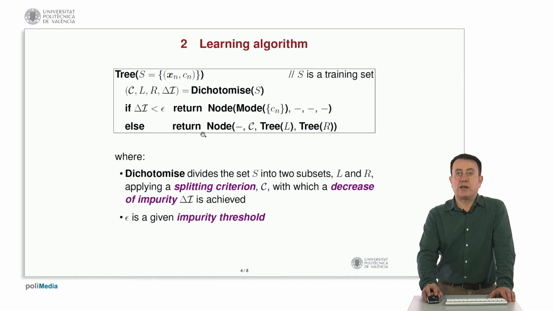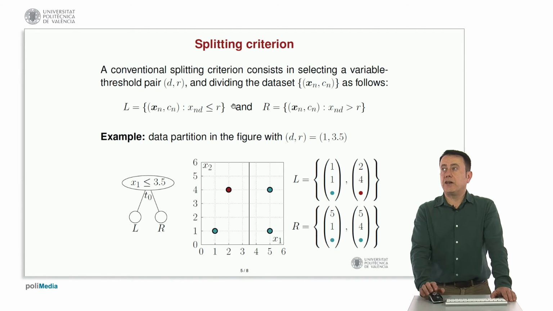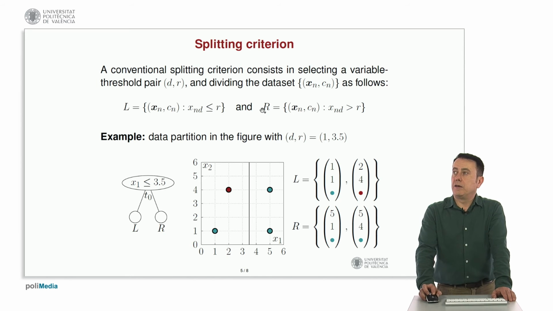Otherwise, it is considered an internal node of the classification tree. What we return is an internal node with no class label, a criterion to split the data at that internal node, and we build the left branch by calling this function recursively with the left subset and analogously for the right branch. Okay, for the splitting criterion, by far the usual approach consists in selecting a variable threshold pair, and dividing the dataset as follows.